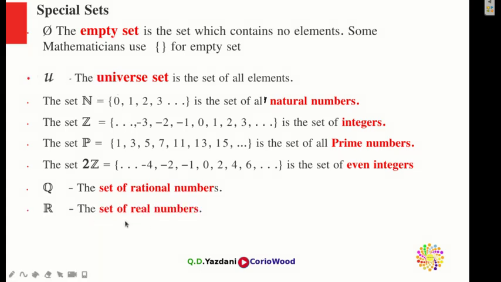Alright, so as I said to you before, the set of real numbers. Now we're going to see the set of real numbers. So we have here a real number, and we denote this one with R. The rational numbers we denote with a Q. What is a real number? We have a real at the front, and we have a number.